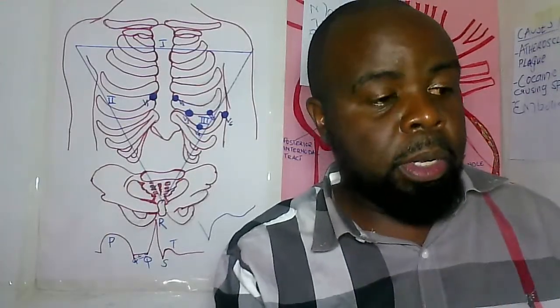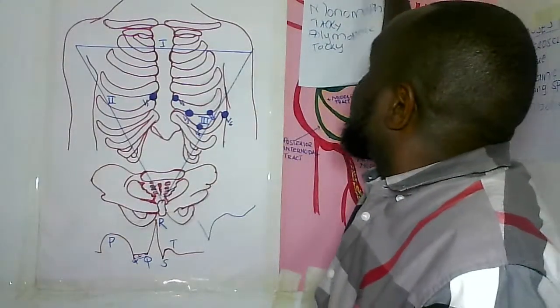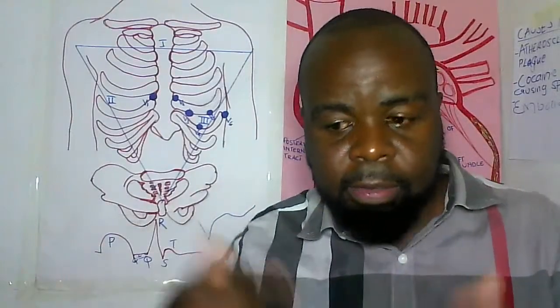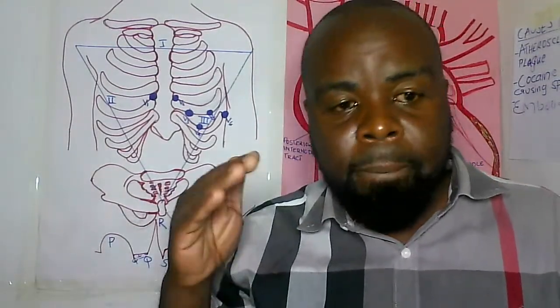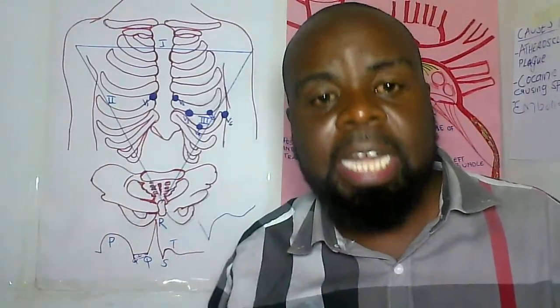What if we don't have a faster beat? We have a slower beat. Now, tachycardia, we have said, is faster. Let's talk of the slow beat, which is called bradycardia.